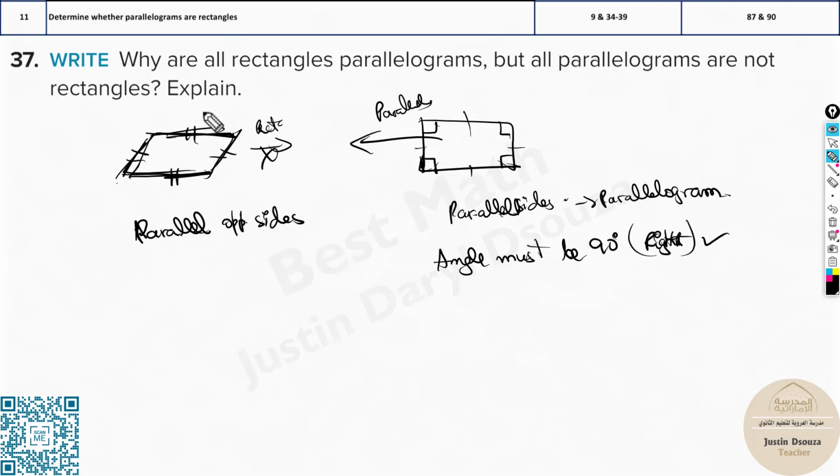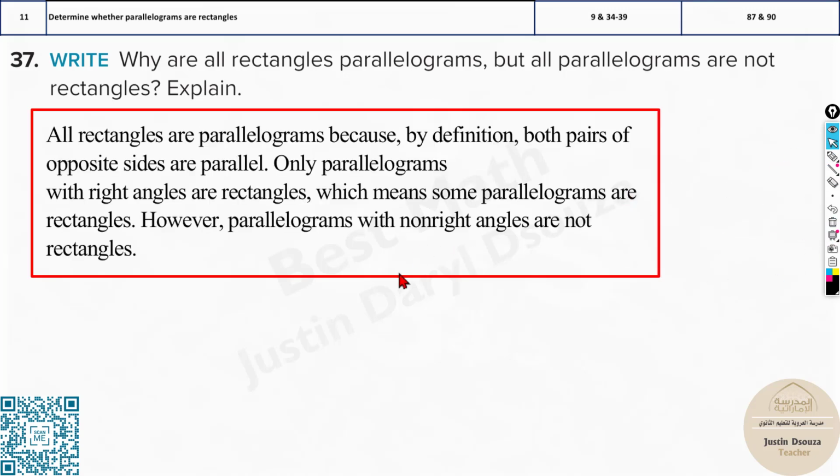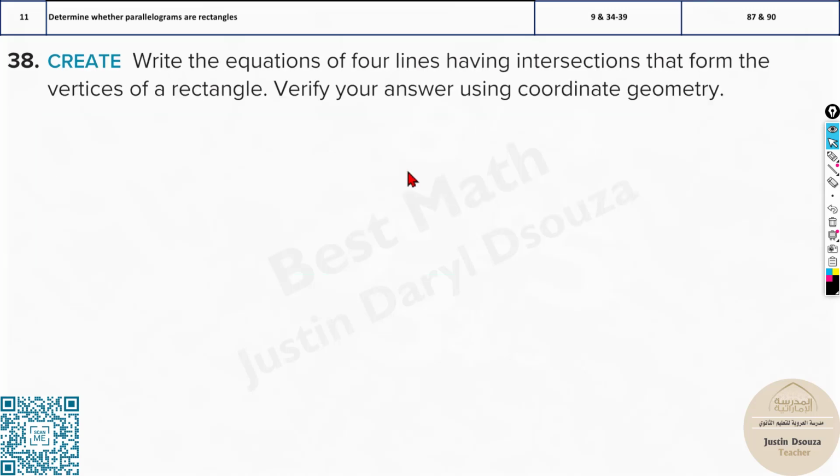The reason is that to be a parallelogram, the quadrilateral must just have opposite sides parallel, whereas to be a rectangle, it has to be parallel and it has to have 90-degree or right angles. That's the thing. So parallelograms without right angles are not rectangles.